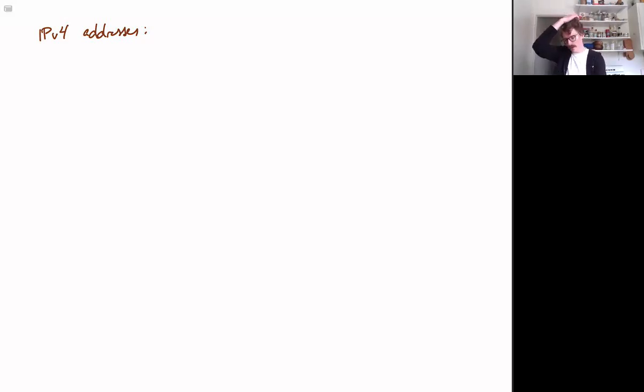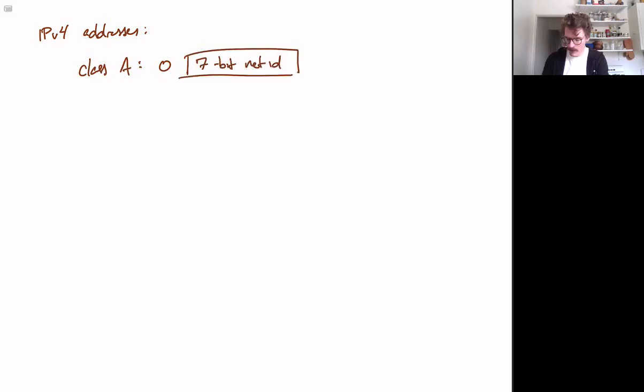So IPv4 addresses come in basically three categories that I want to talk about. It's a string of zeros and ones. It's a string of bits. So there are three possibilities. A class A address is a collection of addresses that would be given to a big organization. So it looks like this. It is a 0 followed by a 7-bit net ID followed by a 24-bit host ID.